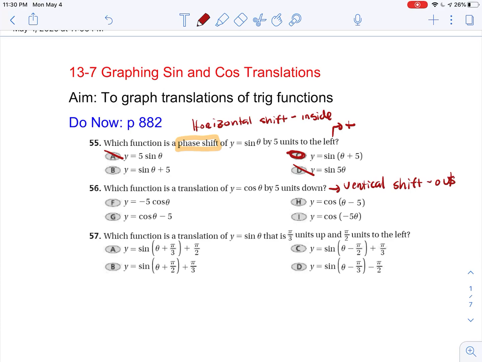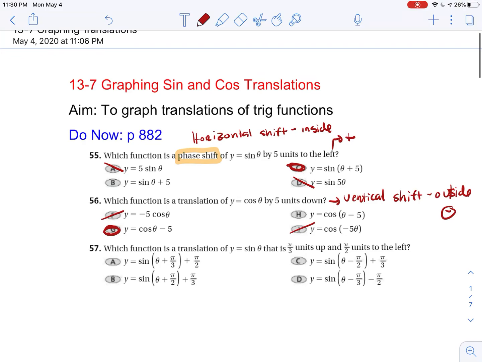Which function is a translation of y equals cosine theta by 5 units down? Now remember, 5 units down means we have a vertical shift, which we should always know is outside the function. Okay, meaning it's not going to be inside the trig parentheses. And down will be represented with a negative sign. So we can immediately eliminate F and I because there's no subtraction here. Those are both multiplication. And now we have to figure out which one of the choices, G or H, has the minus 5 on the outside of the function. And that's going to be choice G.